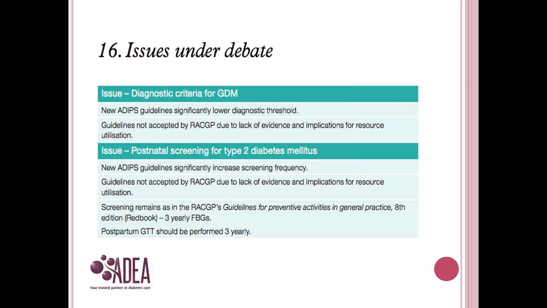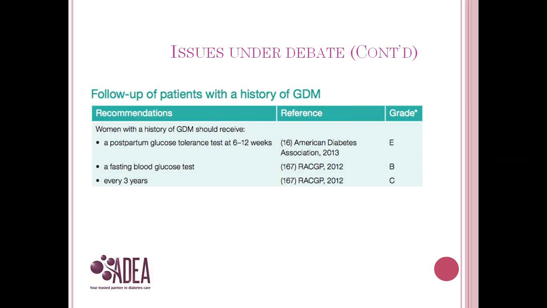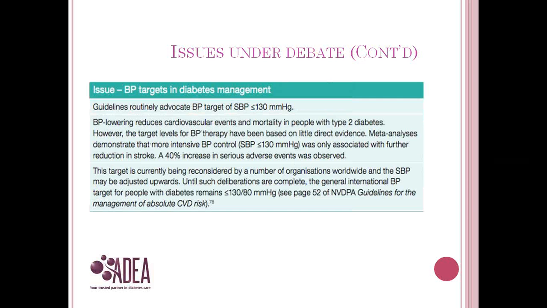And there's further issues around the follow-up of patients with type 2, with gestational diabetes mellitus, etc. The diabetes guidelines do acknowledge the debate and the current clinical debate around blood pressure targets in type 2 diabetes management. And I think that, internationally there is a push to increase the targets out to 140 on 90.